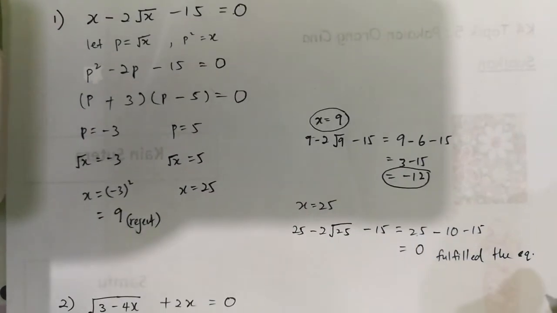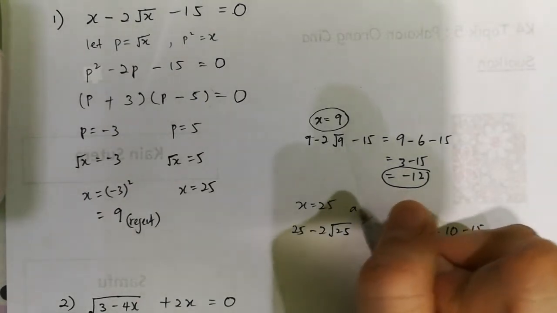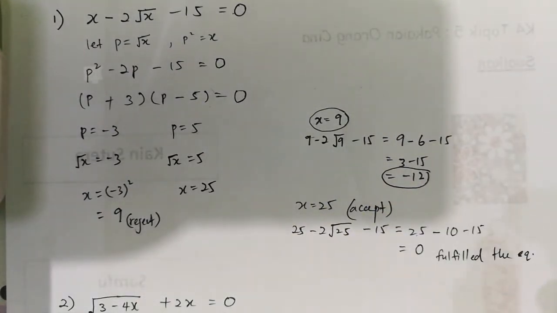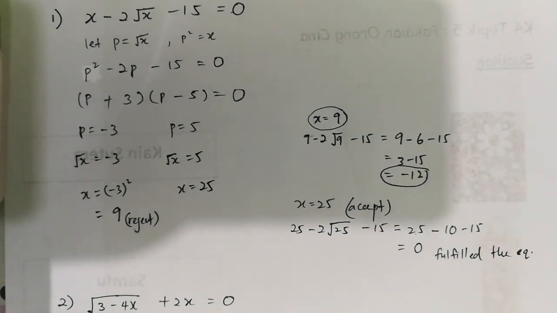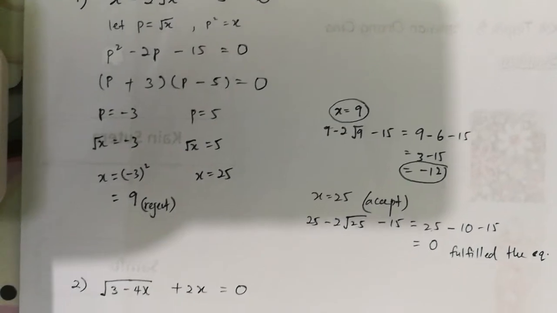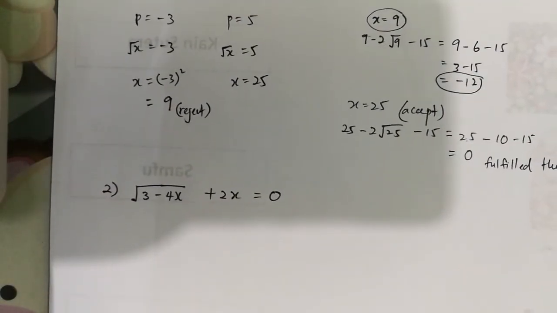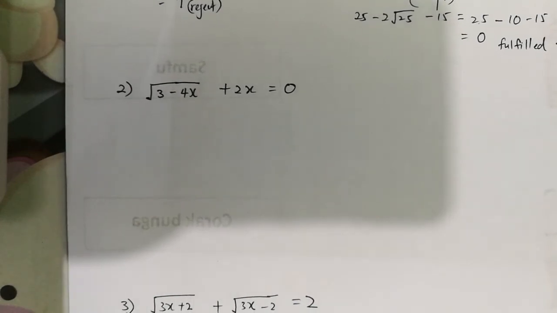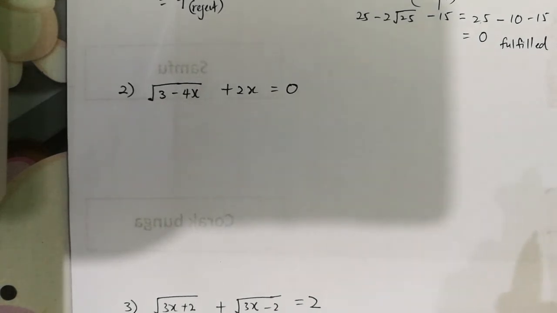So when you fulfill the equation, we accept this. For this answer, normally for the surd, you have to re-substitute again. You substitute the answer to see whether both are accepted or one has to be rejected. Okay, so let's see question number two, the second question that you have here. We can try. So now the surd is here.